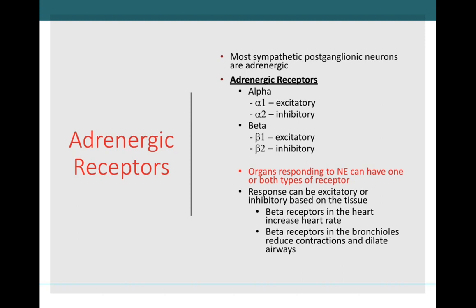So what's very interesting about these adrenergic receptors is that certain organs can contain both alpha and beta receptors. We'll find beta-1 receptors found on the heart, and this is an excitatory receptor, so when norepinephrine acts on beta-1, that's going to increase heart rate. And we'll find beta-2 receptors found in the bronchioles. Beta-2 receptors are inhibitory, so this is going to dilate our airways. So again, I more so want you to focus on alpha-1 and beta-1 as being excitatory receptors, and alpha-2 and beta-2 as being inhibitory receptors.